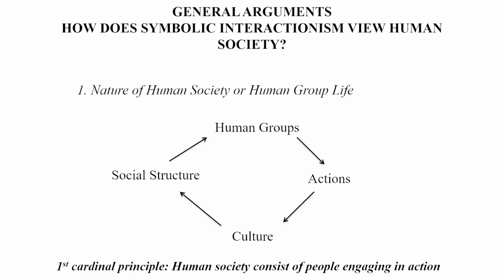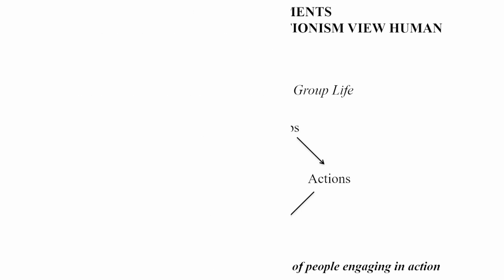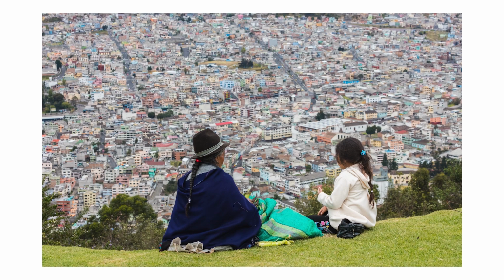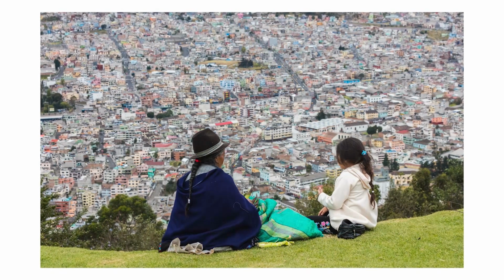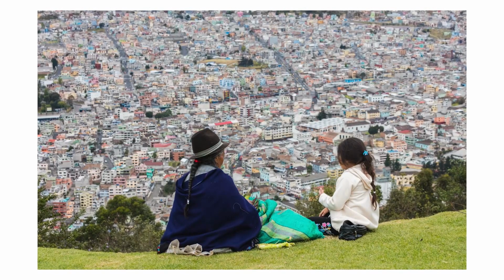We will now look at some key ideas that constitute symbolic interactionism. The first key idea is of the nature of human society. Beyond the three premises, symbolic interaction also has some root images or basic ideas. Through these root images, symbolic interactionism tries to understand human society. The first image or idea of society is the nature of human society or human group life.